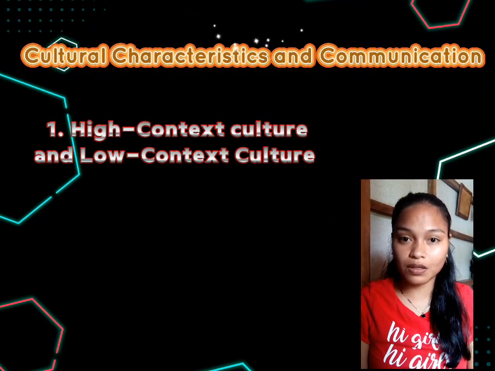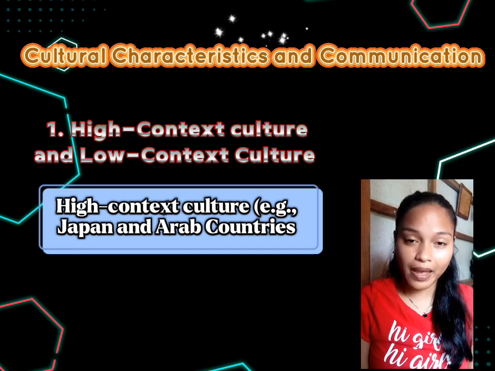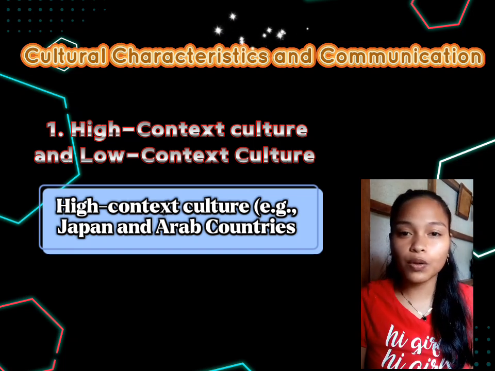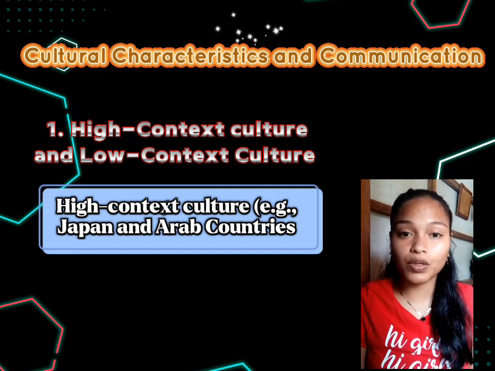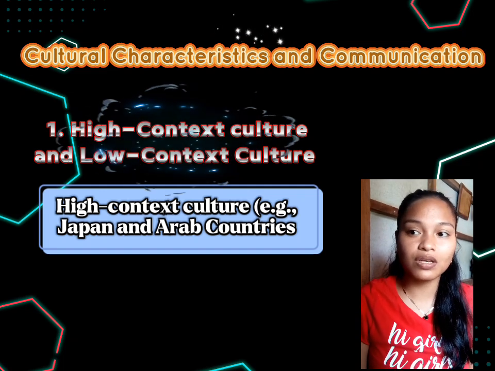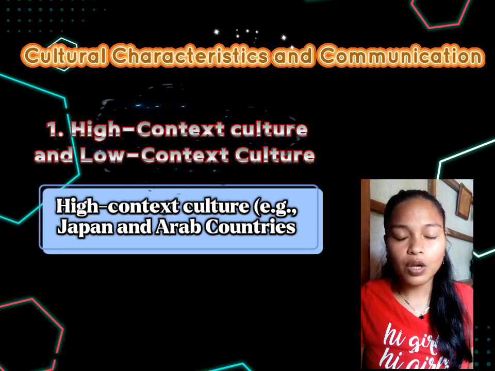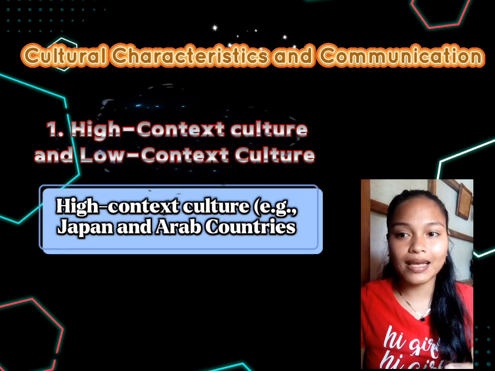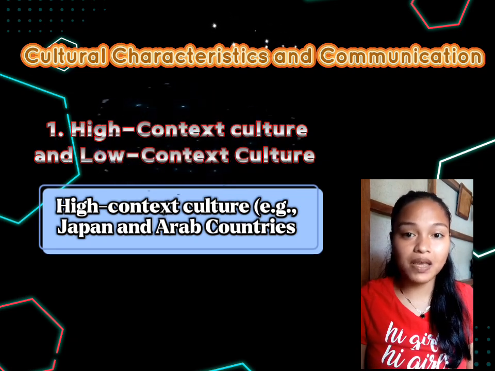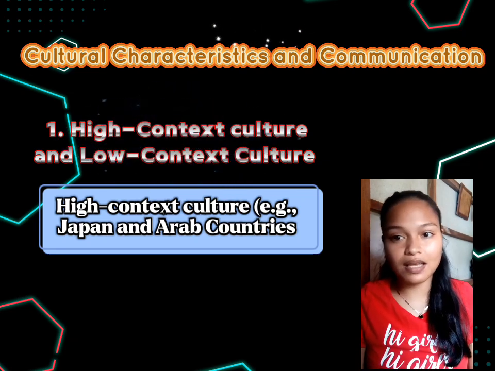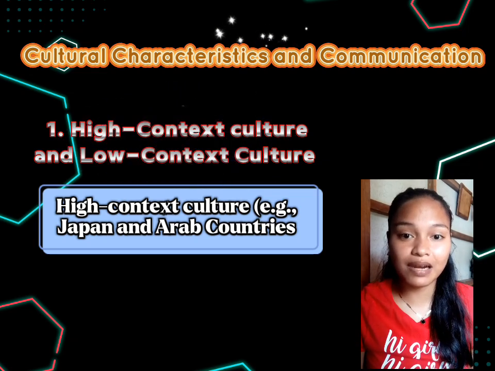First is high context and low context cultures. High context cultures are like Japan and Arab countries. They communicate in ways that rely more on unspoken cues like body language and the situation around the message. People often expect you to read between the lines and understand the meaning based on shared experiences or cultural knowledge rather than saying everything directly.